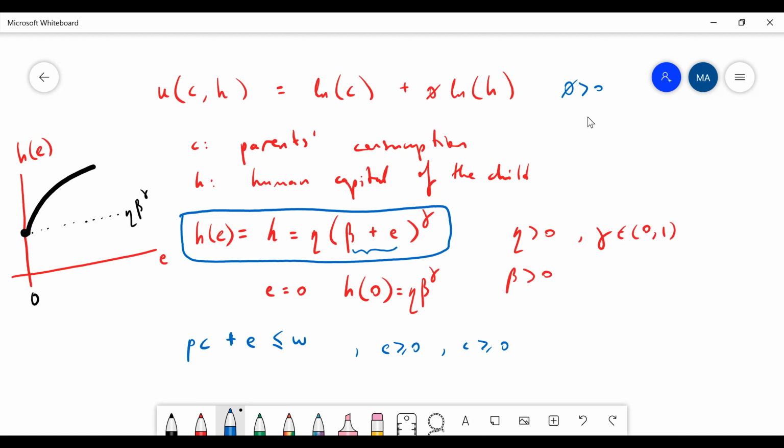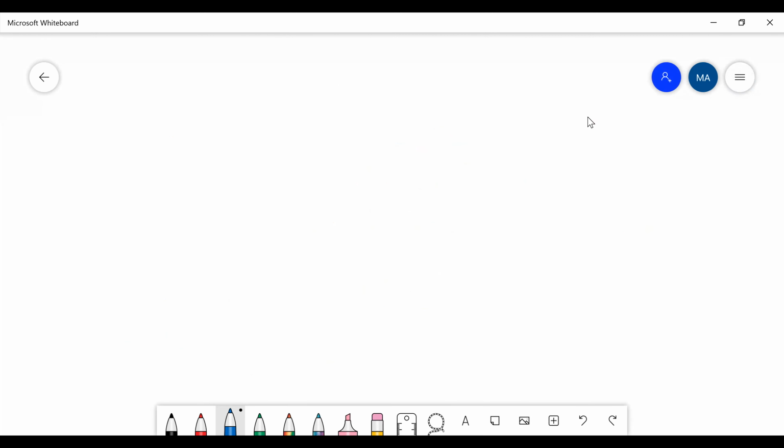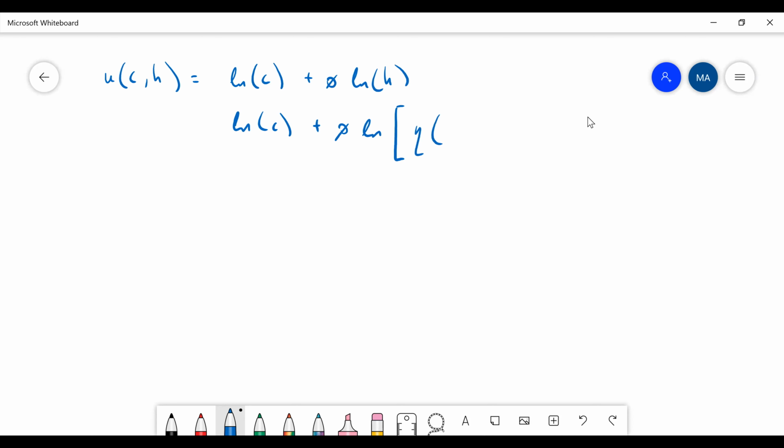So the budget constraint is very simple. PC is consumption expenditure, E is the education expenditure for the kid, and W is total income, the total amount of resources that the parent can use. So if you think about the Lagrange, first you should realize that you can write the utility function in this way. You have ln C plus phi ln H, but this is equal to ln C plus phi ln of eta times beta plus E to the gamma. So in fact, it is ln C plus phi ln eta, plus phi gamma ln of beta plus E.